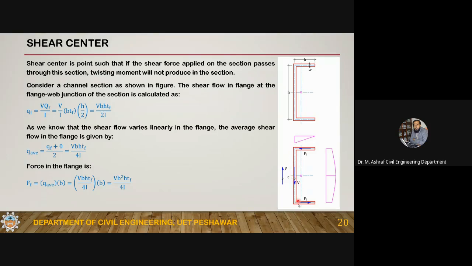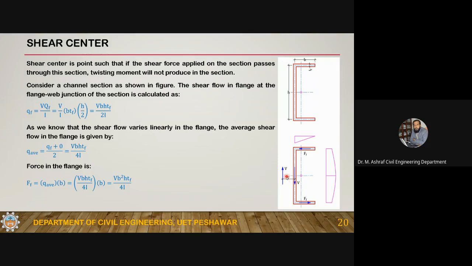So just like we did in the previous example, if we integrate the shear flow in the web, we get the shear force, the actual applied shear force. So this will be equal to V, the applied shear.